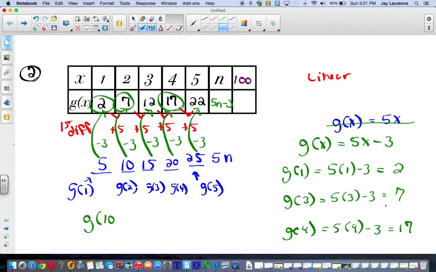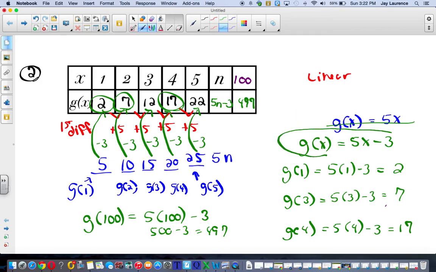So g of 100, plug it into my function, it'll be 5 times 100 minus 3. Well, that'll be 500 minus 3, which will be 497. So 497. There's my table filled out. My function is right here. What type of function is it? It's linear. Notice the highest power in x is 1.